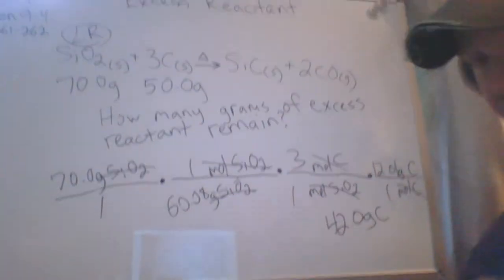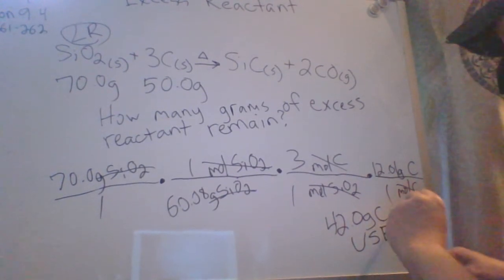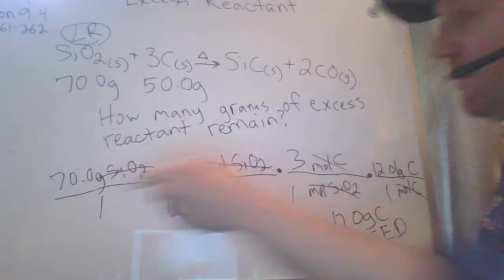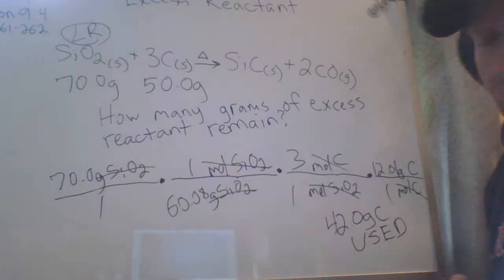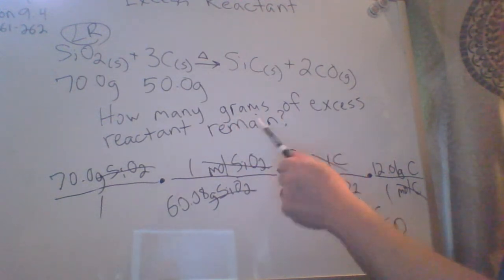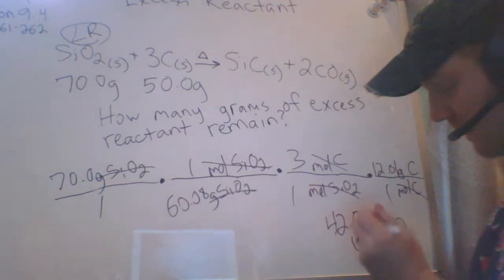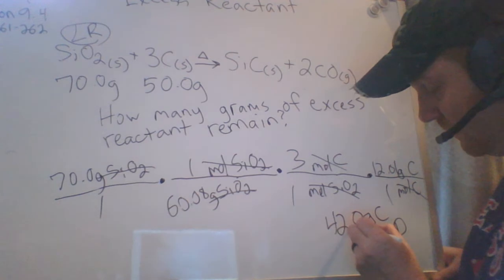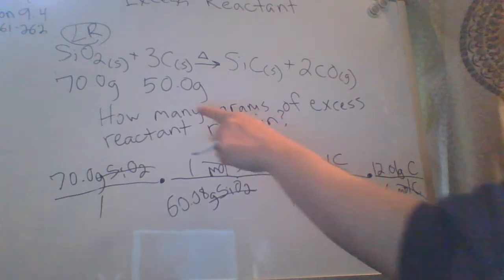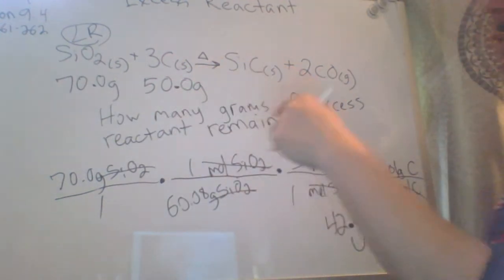You don't have to do this, but I like to write this. This is how much we used. We used 42.0 grams of carbon to make all 70.0 grams of SiO2 go away. So that's not your final answer. The question's asking how many grams of excess reactant remain. It's simple subtraction here. I want to make this bigger as I look into the camera here. I want to make sure you can all see that. We used 42.0 grams, but remember, what did we have at the beginning? We had 50.0 grams of carbon.